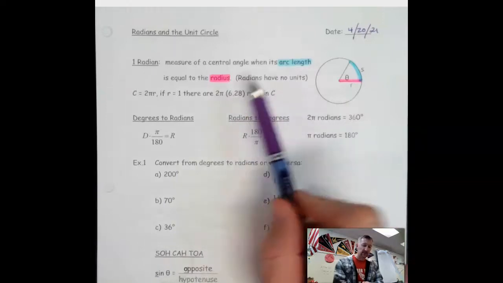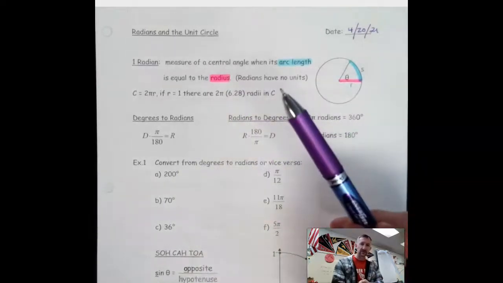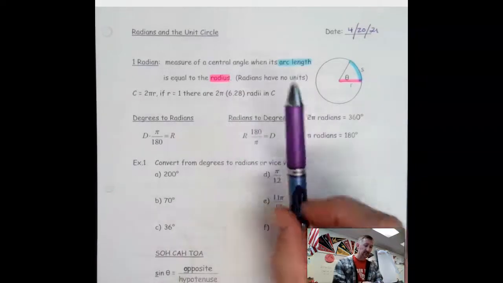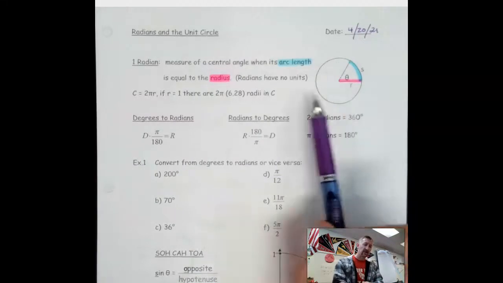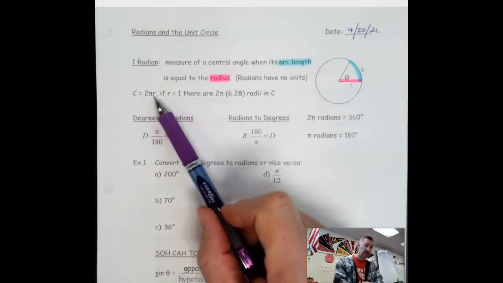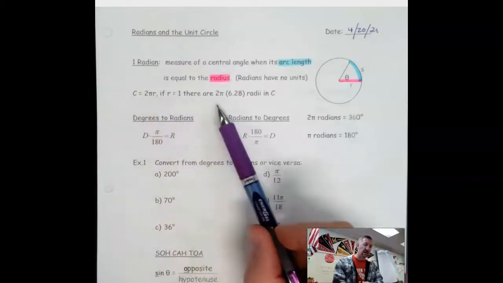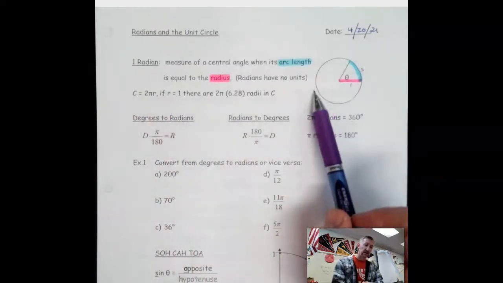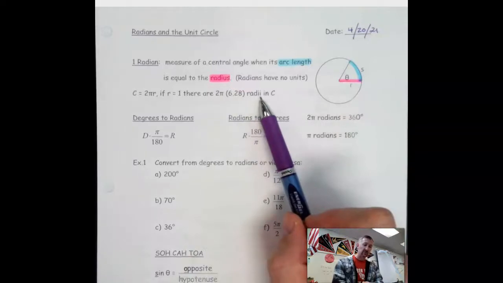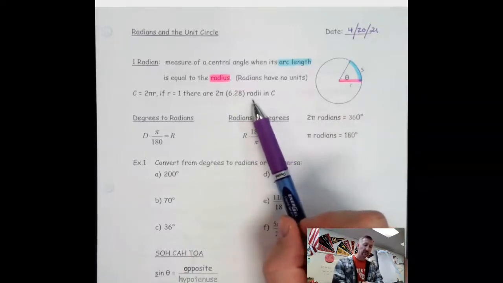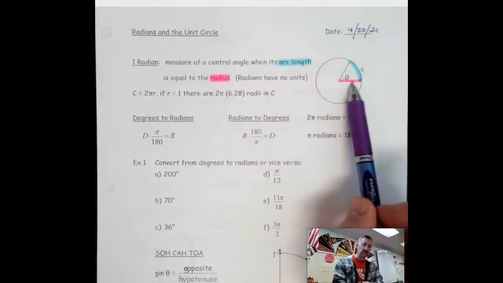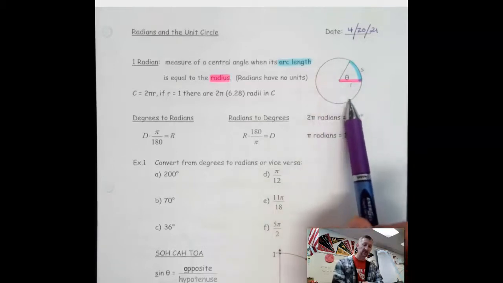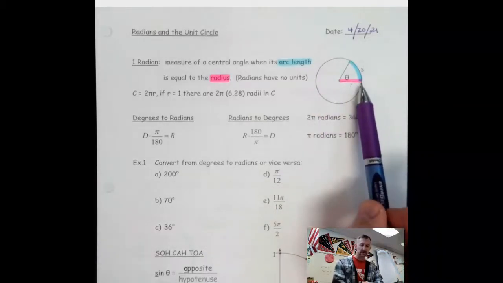Okay? And radians don't have units, like there's no degrees or anything like that. The number just is there by itself. So we know that the circumference is 2 pi r. And if r equals 1, then the circumference would be 2 pi. And so there would be 2 pi radii, that's the plural for radius, in a circle. So if we go around the circle, if this equals 1, we would be able to put that on there 6.28 times.